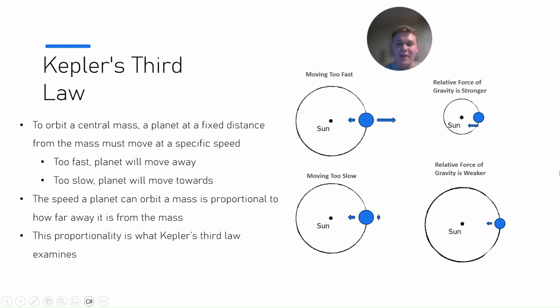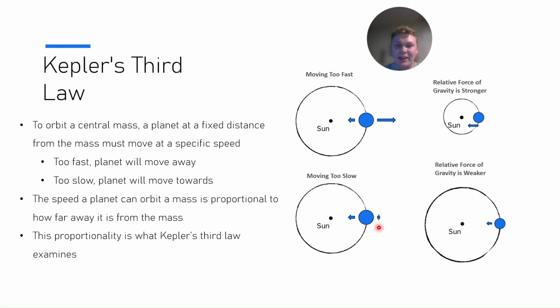To orbit a central mass, a planet at a fixed distance from the mass must move at a specific speed. Moving too fast will cause the planet to move away from the central mass. We can see here that if the planet is moving too fast, the component of its tangential acceleration opposite to the pull of gravity will overpower the force of gravity. Meanwhile, moving too slow will make the planet move towards the central mass, as the pull of gravity will not be properly counteracted, as seen here.